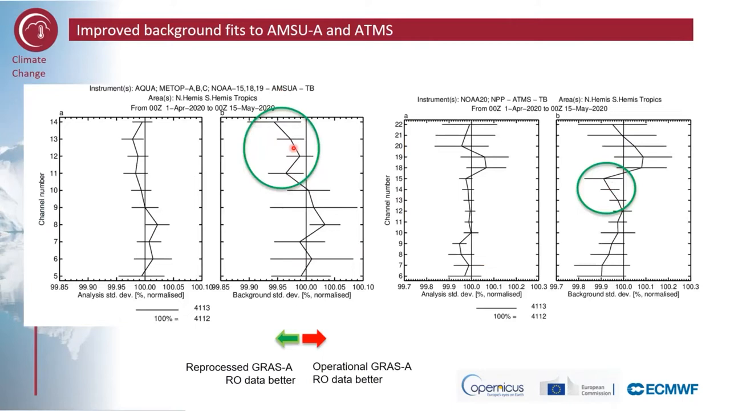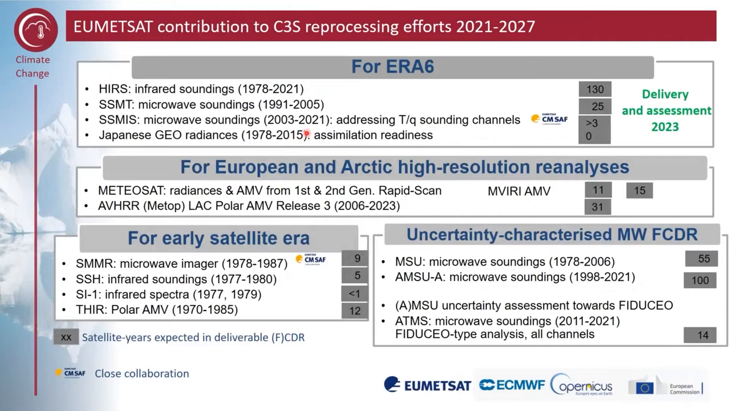Looking to the next phase, or the current, the second phase of C3S, units are working on delivery of long-term data sets for these sensors. SSM/T is a DMSP temperature sounder, never used in any of our reanalyses before, so that's particularly exciting. They're also working on high-resolution AMVs from rapid update, rapid scan Meteosat data. They're looking at a host of early satellite data sets, and then resources permitting, they will re-look at MSU and AMSU-A specifically aiming to reduce the biases, which are quite significant.